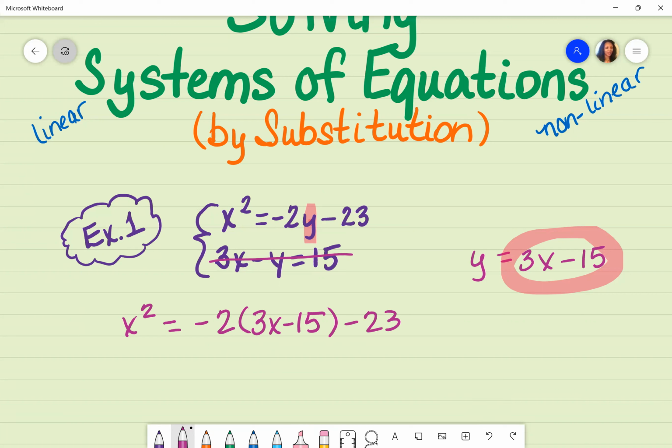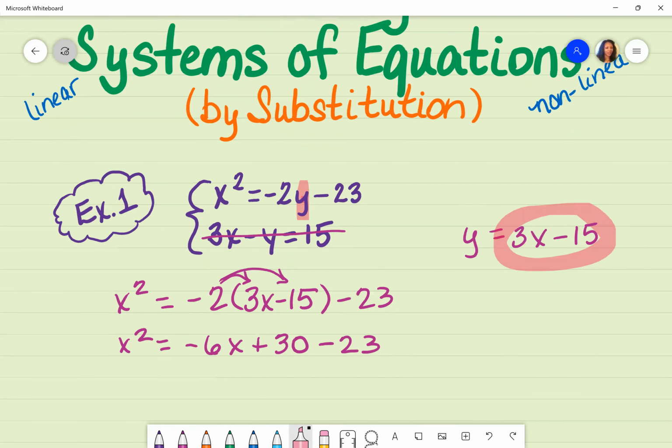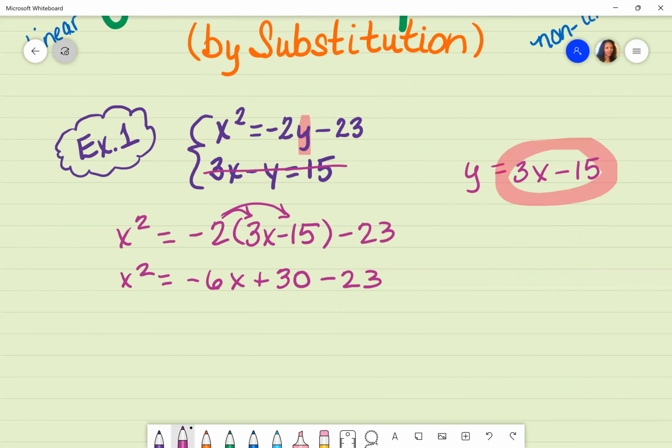So now I'm just going to go through and simplify everything. I still have x squared by itself is equal to, now I have to distribute. That was the purpose of me doing parentheses. I have -6x plus 30 minus 23. I can combine these and simplify it even further, which would leave me with x squared is equal to -6x plus 7.